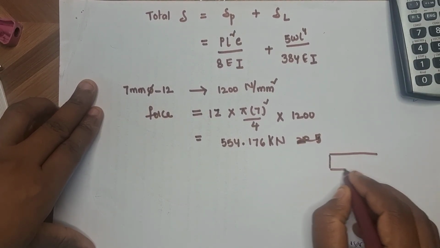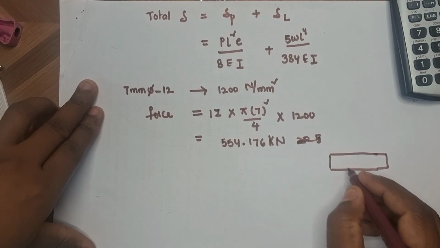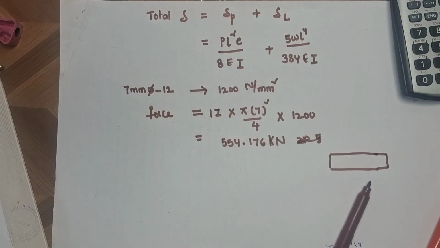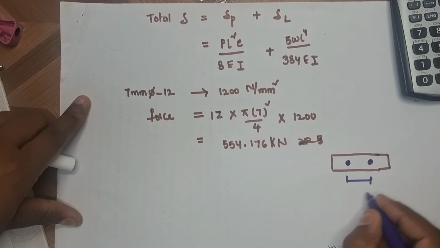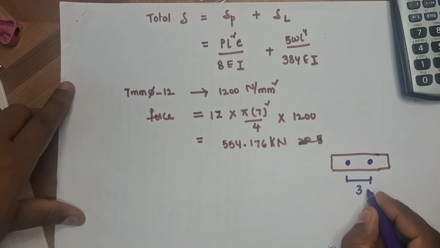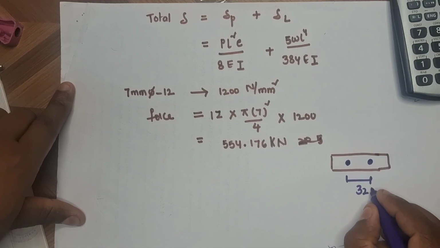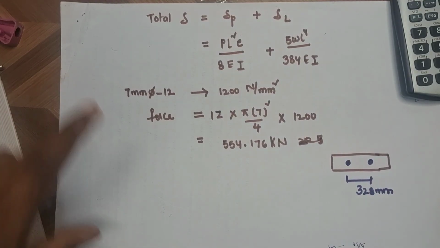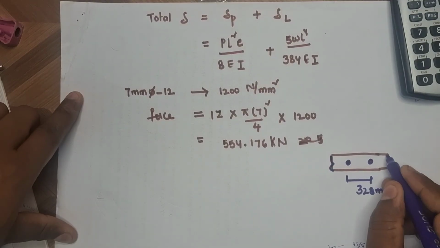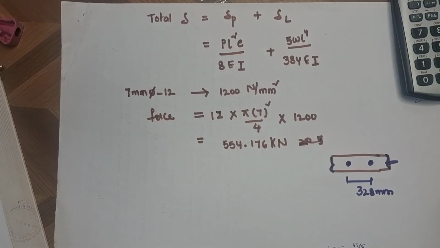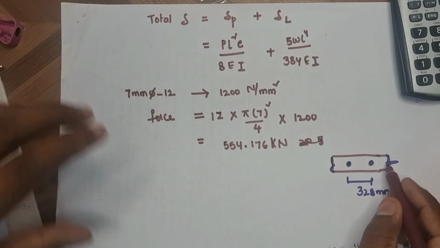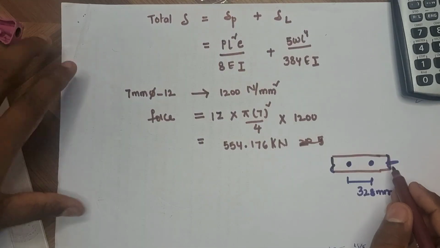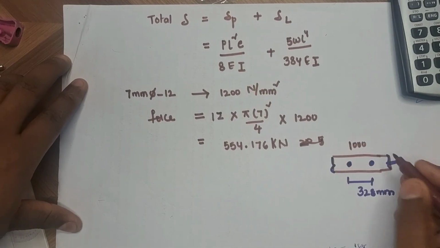Now see, the space between one cable to another cable is given as 328 mm. It is given in the question. The space between two cables is given as 328 mm. Now I would like to know how many cables are there in a width of 1000 mm.